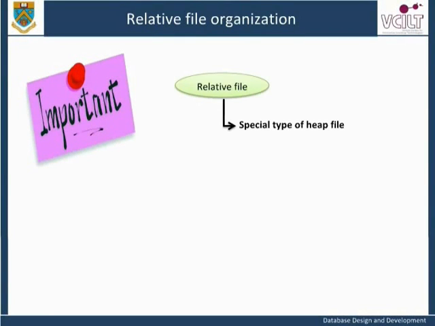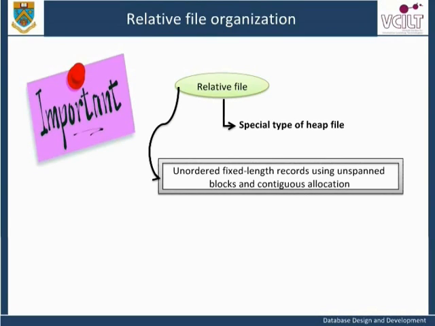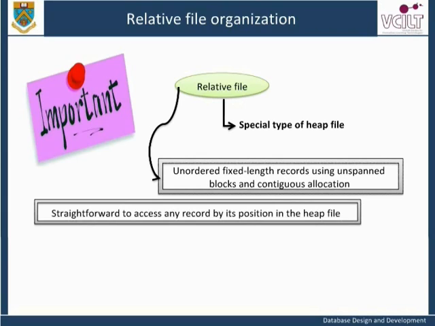A relative file is a special type of heap file. It contains unordered, fixed-length records using unspanned blocks and contiguous allocation, that is, records are allocated to consecutive blocks. In such an organization, it is straightforward to access any record by its position in the file.